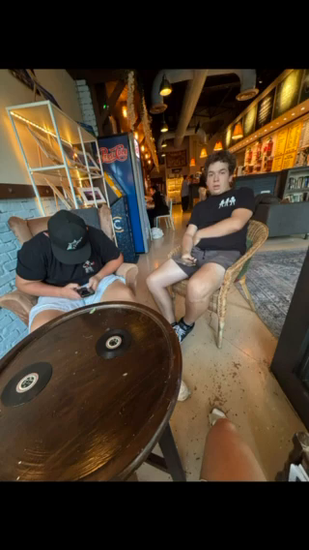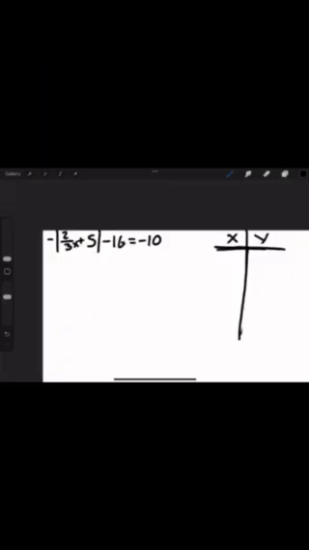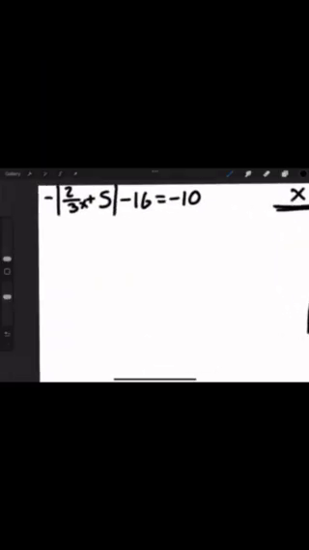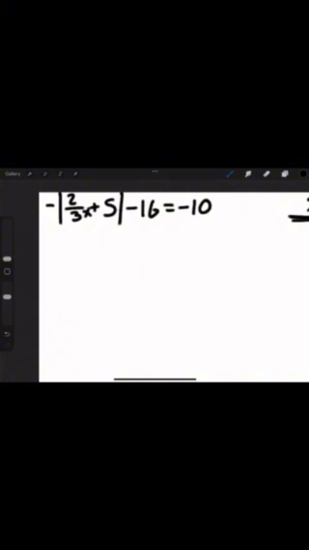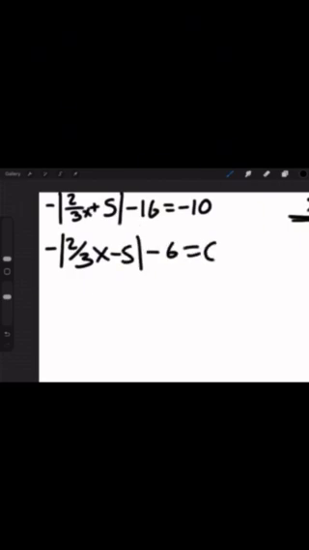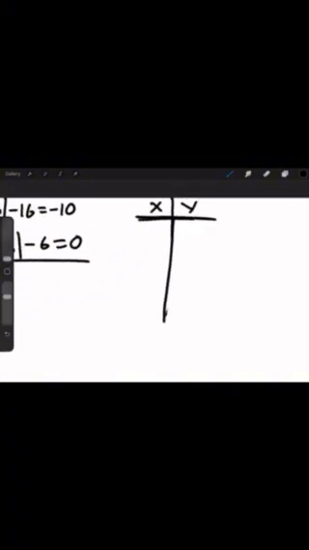Okay, now we're doing part 2. So from here we have to set it equal to 0, meaning we're gonna have to add 10 to both sides. So we're gonna have -2/3 x plus 5 minus 6 equals 0. That's gonna give us that. This is going to be the function that we're going to plug everything from the table into.